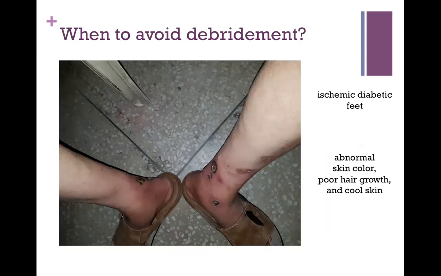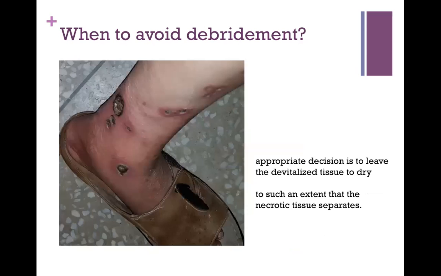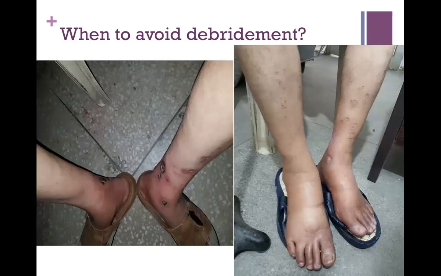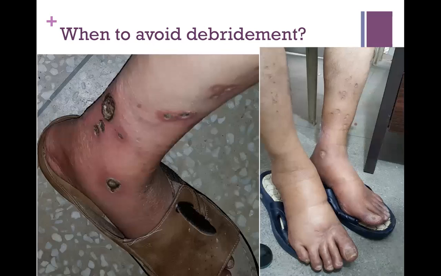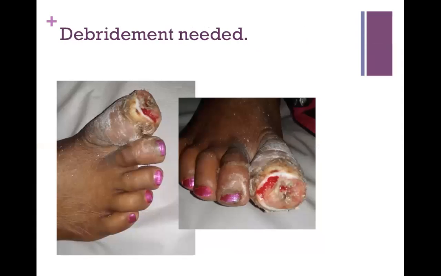So it's not appropriate to do debridement in this type of case. There is abnormal skin color, poor hair growth, and the skin is cool. So the appropriate decision is to leave the devitalized tissue to dry to such an extent that the necrotic tissue separates. And with time, as one can see, the lesion healed. In the first picture, the lesions are there, and in due course, the lesions healed without debridement.